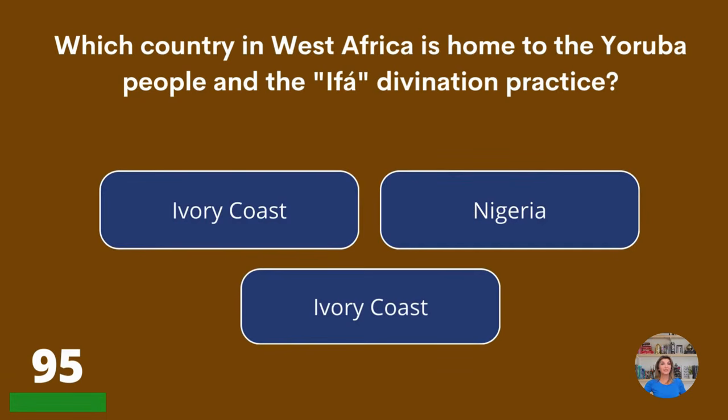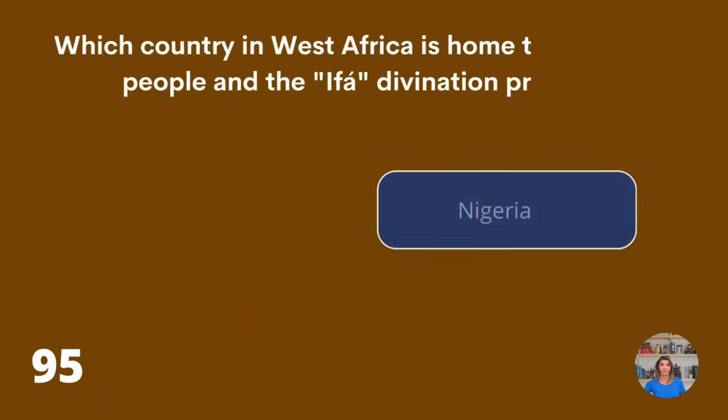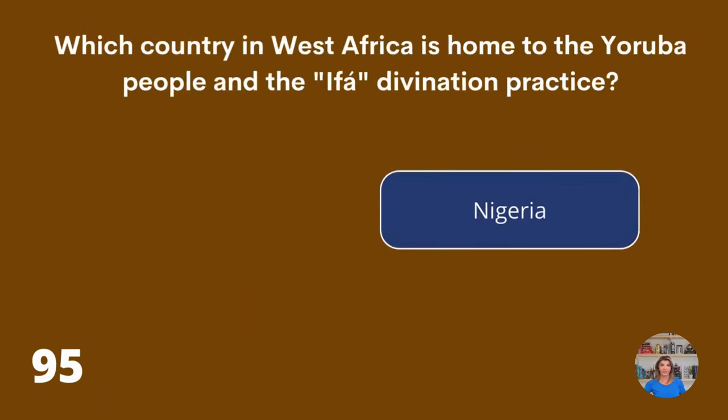Which country in West Africa is home to the Yoruba people and the Ifa divination practice? Ivory Coast or Nigeria? Nigeria.